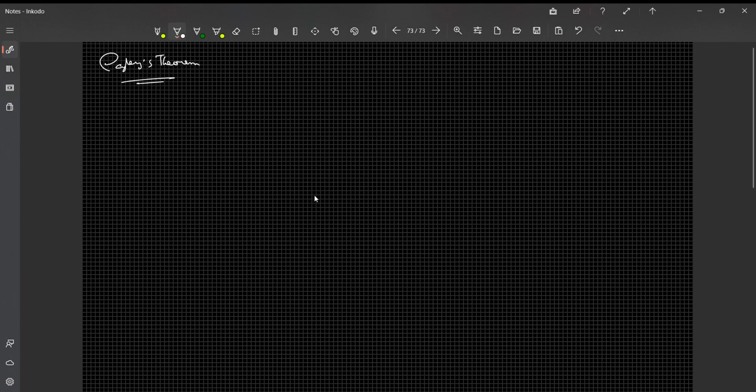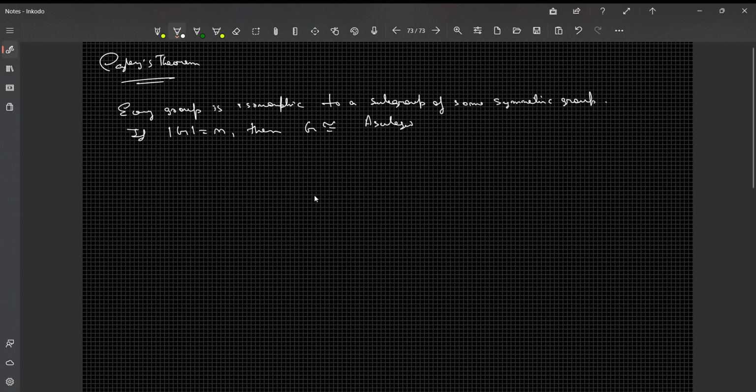Okay, so it's very easy to observe what happens. The theorem is very simple. Every group is isomorphic to a subgroup of some symmetric group. If the order of G is n, then G is isomorphic to a subgroup of Sn. Clear? Okay, so let's come up with a proof of this.